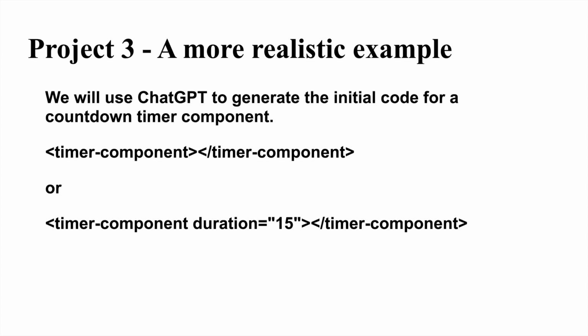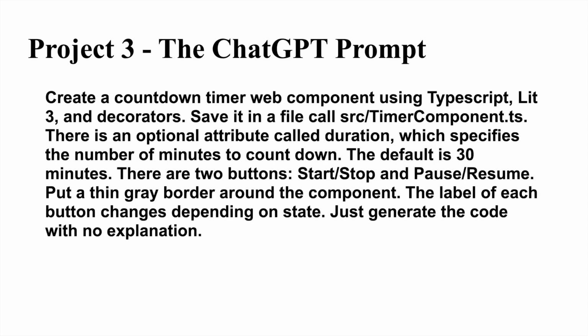In Project 3, we move away from elementary Hello World components to something more interactive and useful. With the help of ChatGPT, we will build a 30-minute countdown task timer. There is an optional attribute that can specify a different duration in minutes. This is our prompt. Type it into ChatGPT exactly as you see it. Alternatively, you can use prompt3.txt from Lesson 4 in the GitHub project listed in the description.